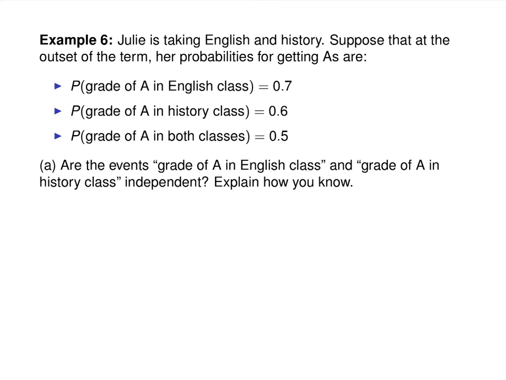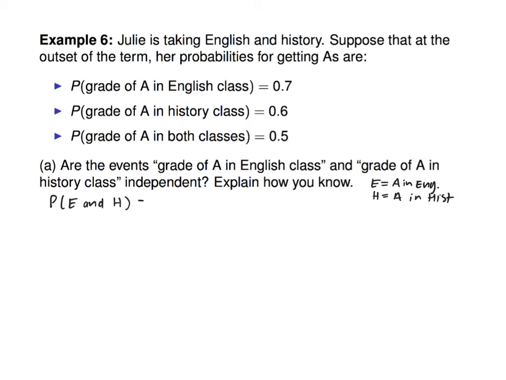All right, Julie is taking English and history. And suppose at the outset of the term, her probabilities for getting A's are as follows: A in English, 0.7, A in history, 0.6, and an A in both, 0.5. So we want to figure out are the grades of A in English class and A in history class independent? Explain how you know. Well, let's let E be an A in English and H be getting an A in history, just to shorten up our writing. So we'll check using the rule for ands.